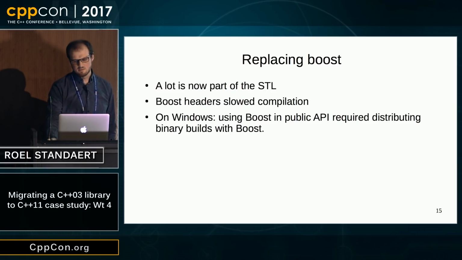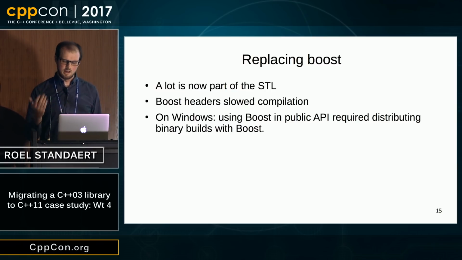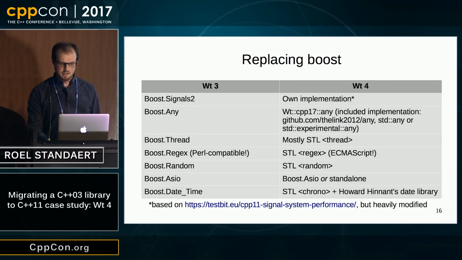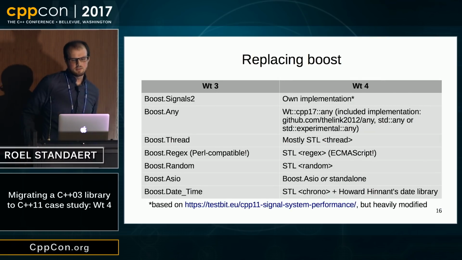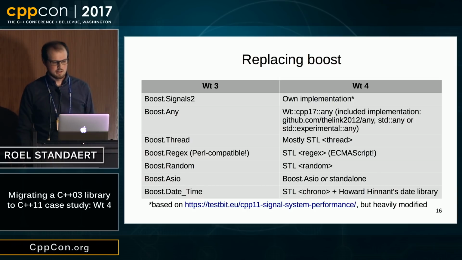And on Windows, we actually had to distribute a binary version of Boost with our binary build on Windows because it had to be binary compatible. So we wanted to kind of eliminate it from our header files. So these are some of the substitutions that we made.